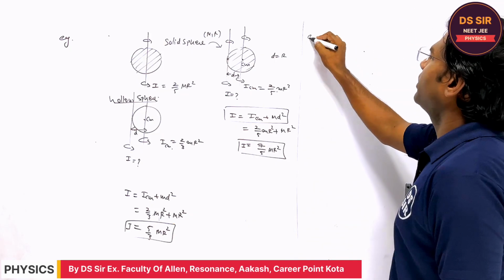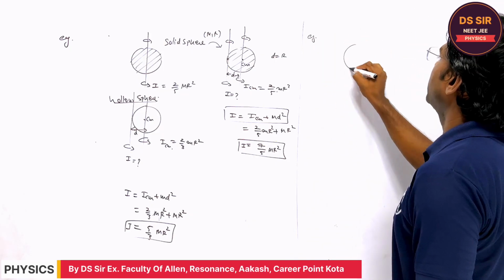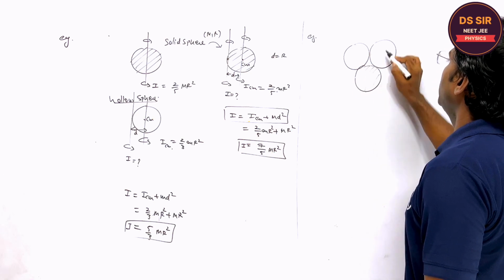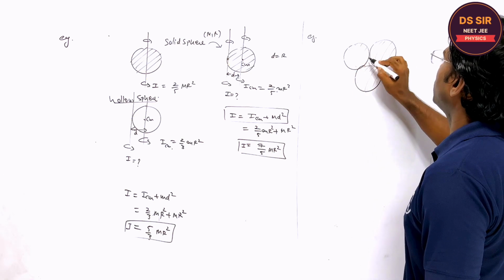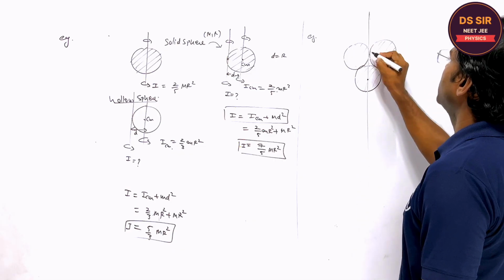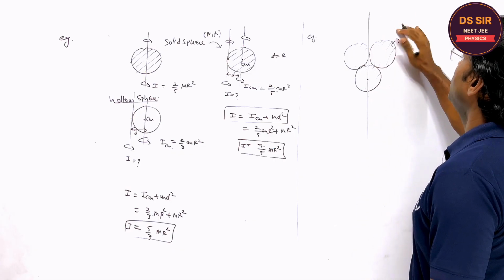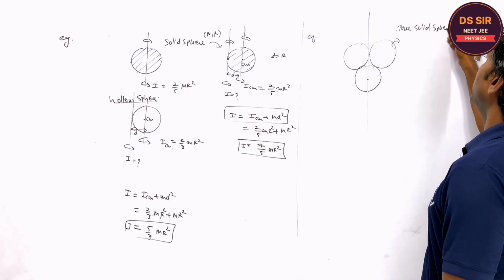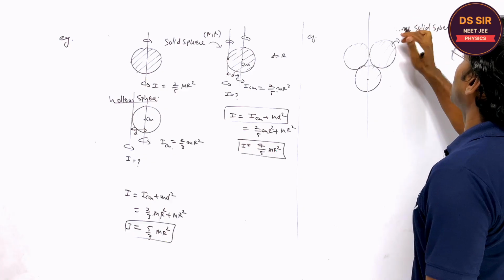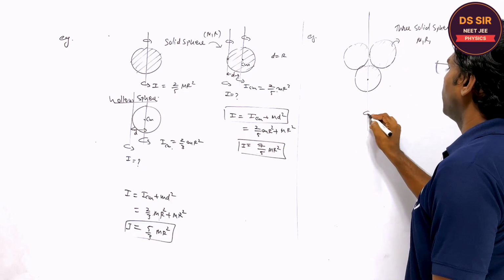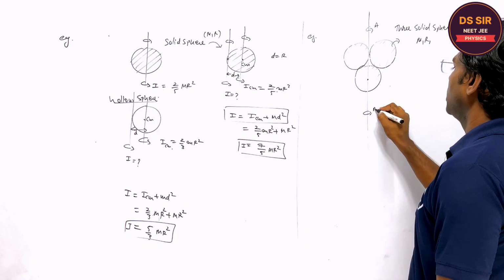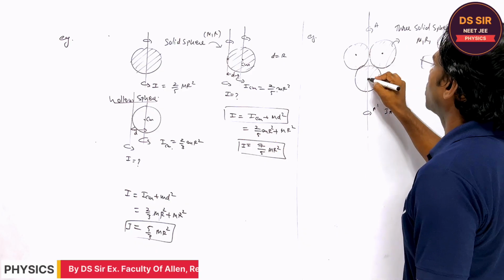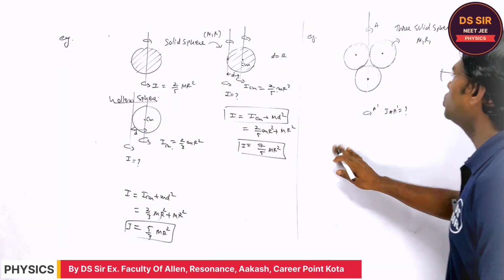For example, if I take a system of three solid spheres, these are 1, 2 and 3, and the axis is passing through them. Each of the three solid spheres has mass M and radius R. You have to find the moment of inertia about this axis. Copy this. So how to solve these questions?